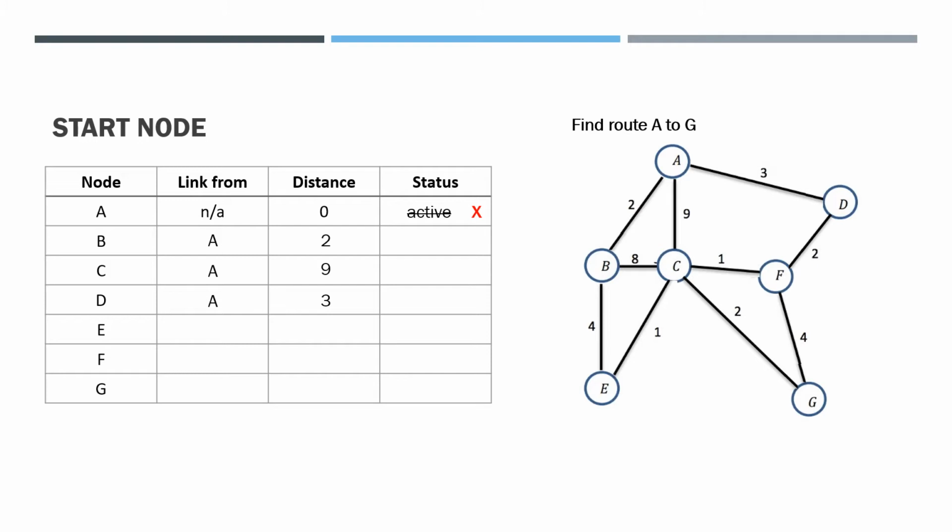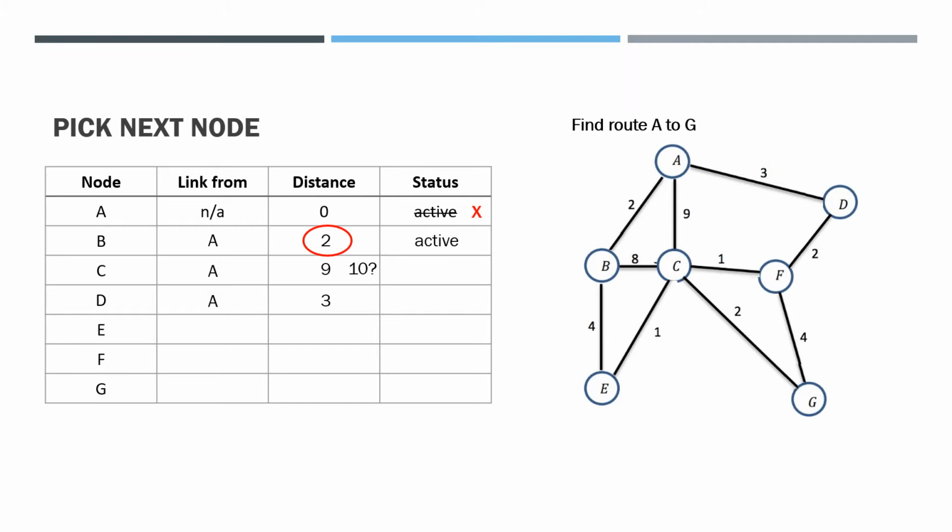Okay, so the next thing we have to do is to pick the next node. All we do is we look down the distance column and find the smallest number, which is clearly number 2. Node B becomes the new active node. Now we have to find where we can get to from B.